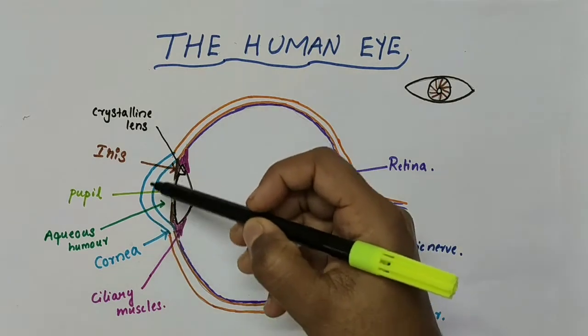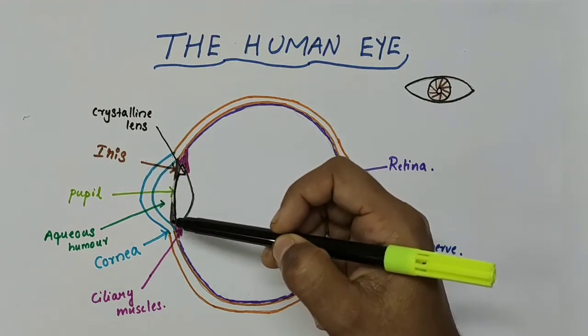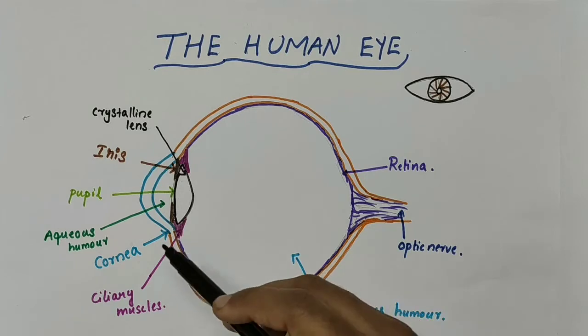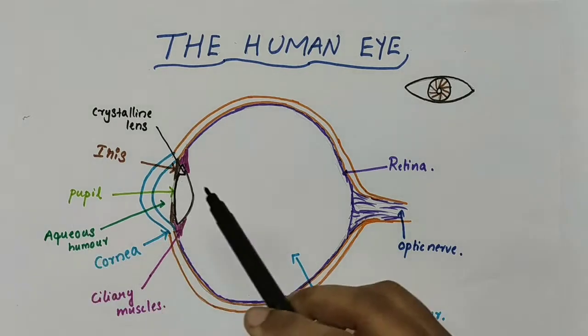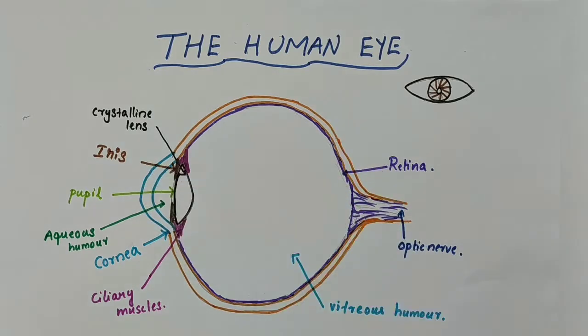Now, the main function of this cornea is to refract the light or bend the light. That is, most of the refraction for the light rays entering the eye occurs at this outer surface of the cornea.